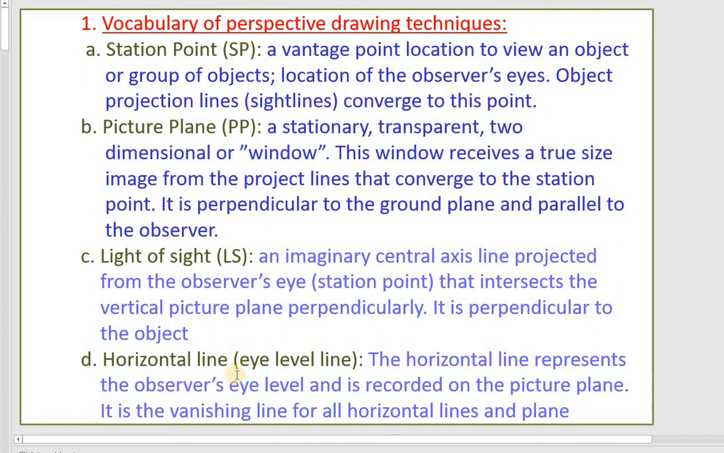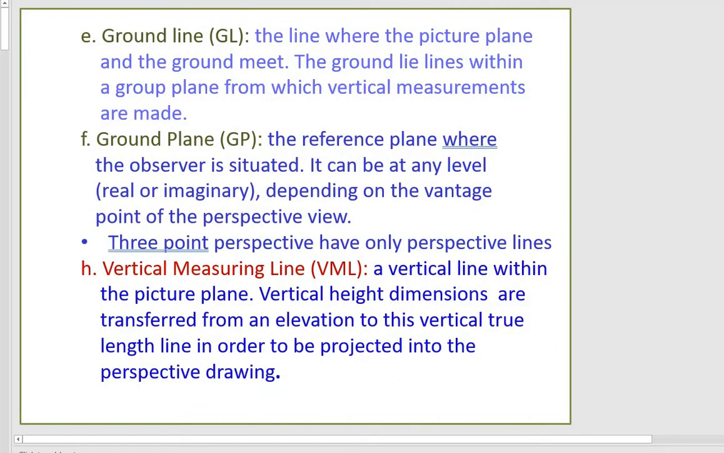After that we have the horizontal line. That is the line from your eyes' view. The horizontal line represents the observer's eye level, and it is recorded on the picture plane. So on the definition, you can see that on the picture.